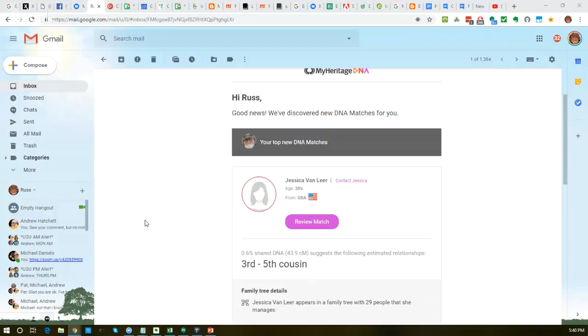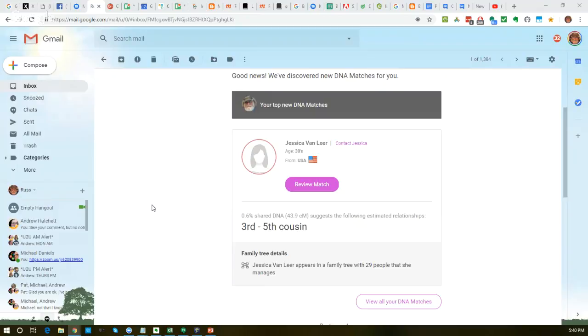So here we go. I get this email that says I have a new DNA match, and this person gives me some information: that I have 6% shared DNA, 43.9 centimorgans, which suggests an estimate between third and fifth cousin. She has a tree with 29 people in it.